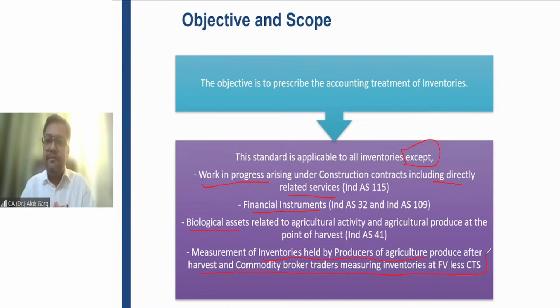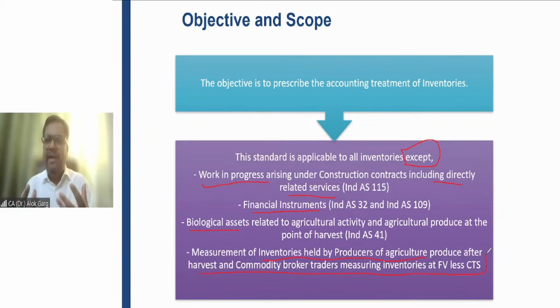But if you are the producer of mangoes and you are using those mangoes in your production for the finished goods, in that case the measurement of this agriculture produce, the measurement of these mangoes, is not covered by Ind AS 2. It is covered by Ind AS 41. When you read Ind AS 41, you will be able to understand this aspect.